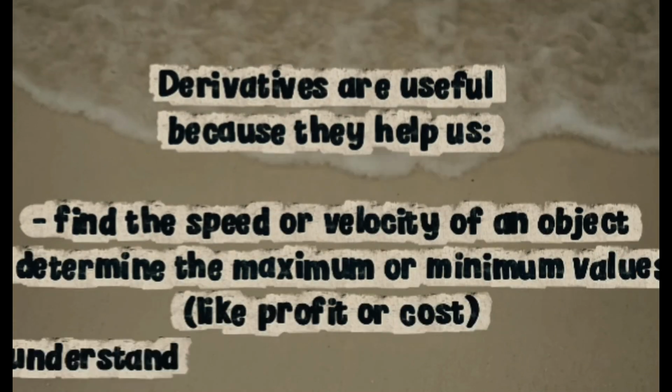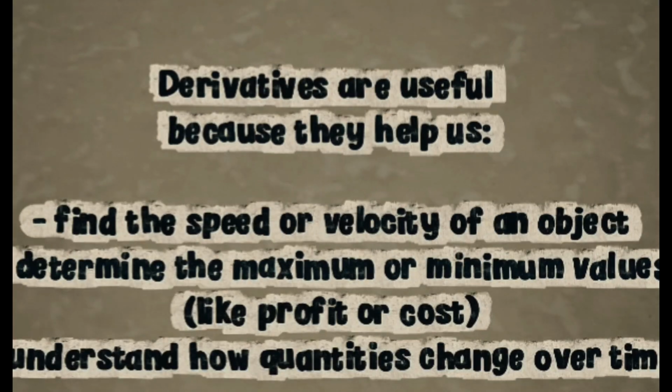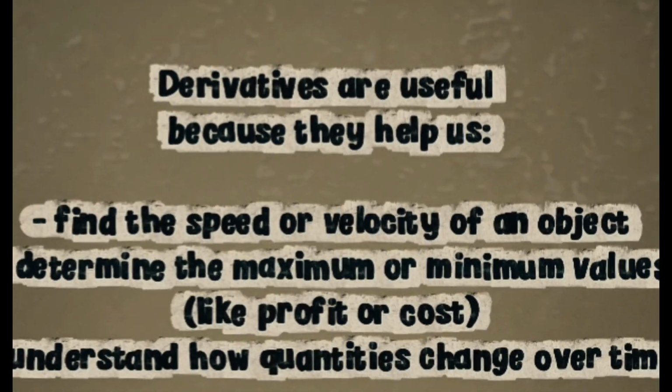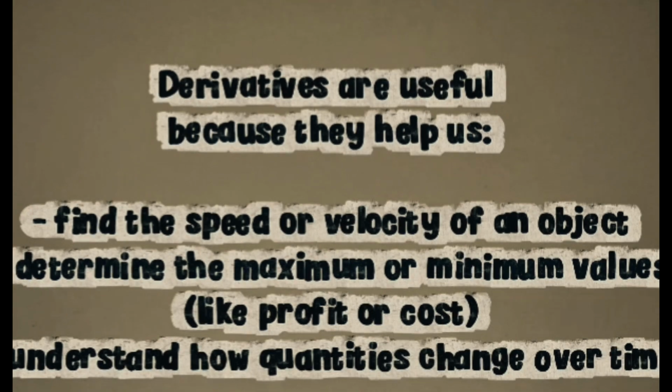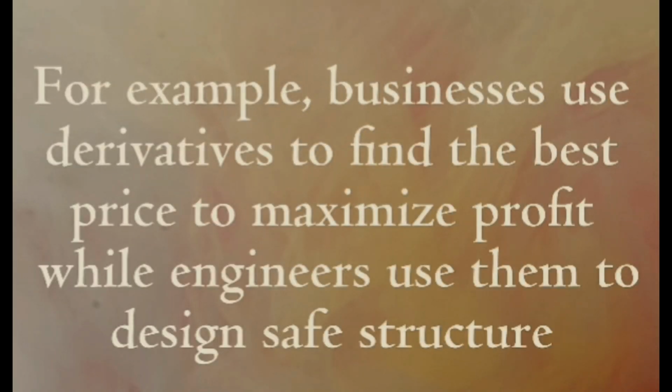How derivatives help to solve problems. Derivatives are useful because they help us find the speed or velocity of an object, determine maximum or minimum values like profit or cost, and understand how quantities change over time. For example, businesses use derivatives to find the best price to maximize profit, while engineers use them to design safe structures.